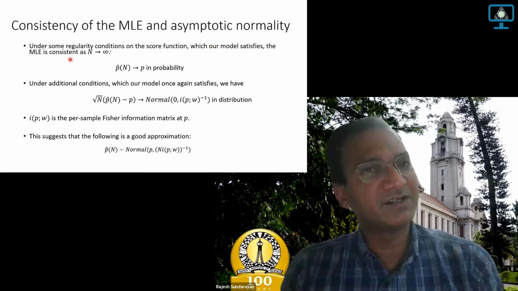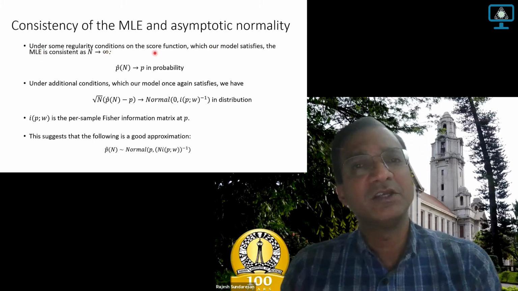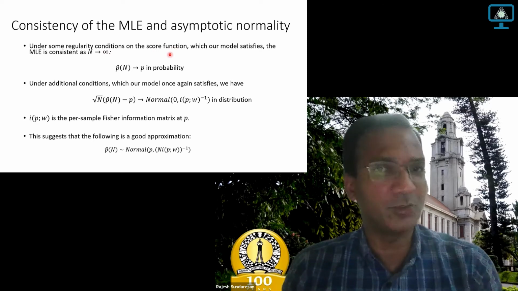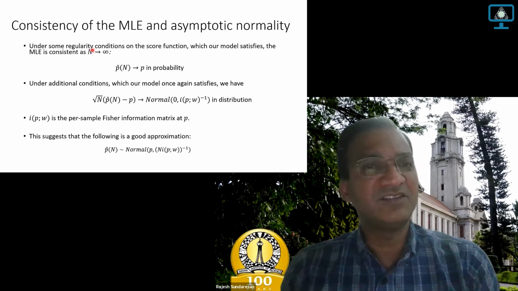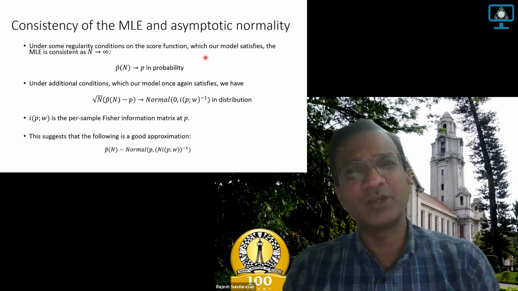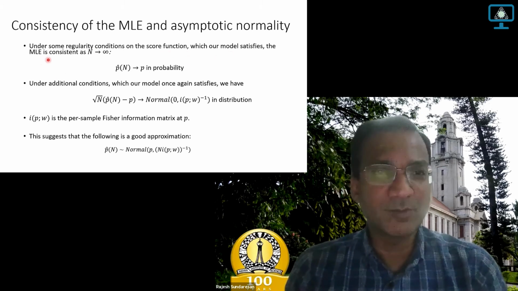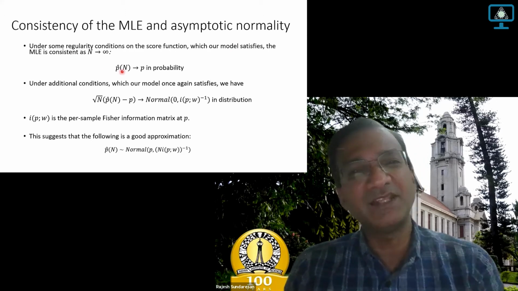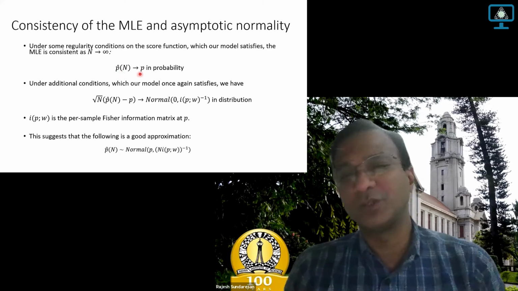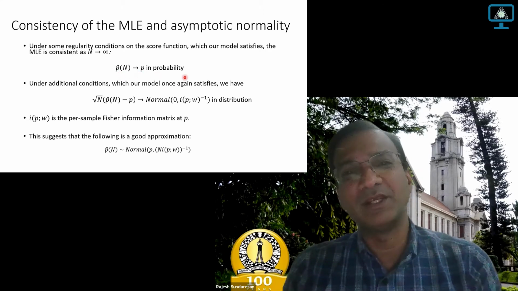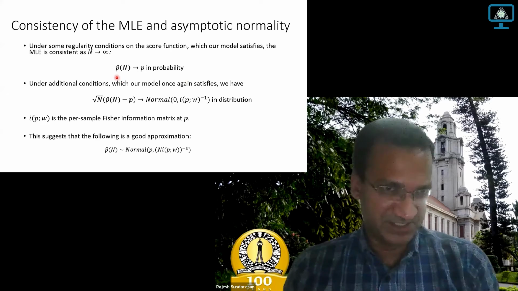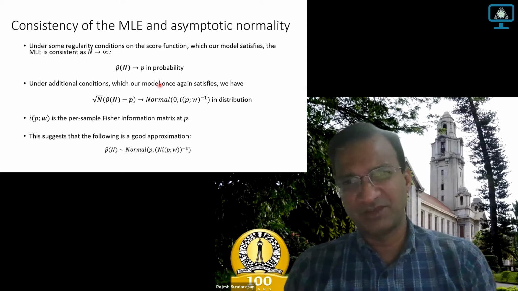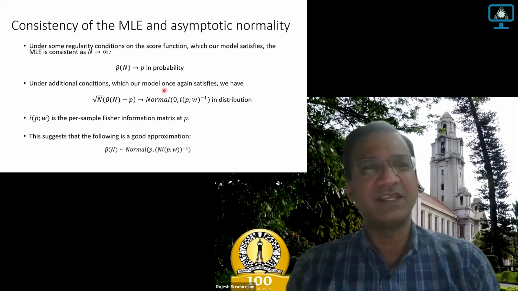For example, under regularity conditions on the score function, which is the gradient of the log likelihood with respect to the unknown parameters p. These regularity conditions are actually fairly straightforward to verify in our model. The maximum likelihood estimate is consistent as the number of samples becomes large. So that means that your estimates are going to go to the true values in probability as far as our model is concerned.